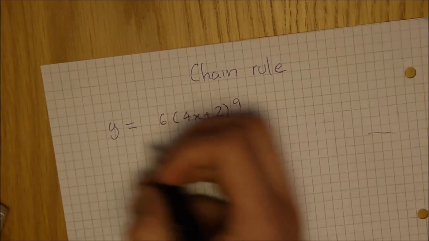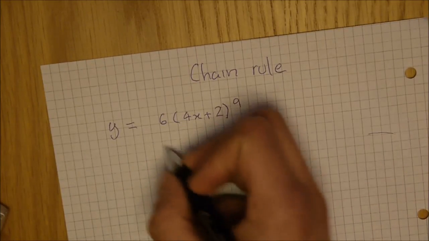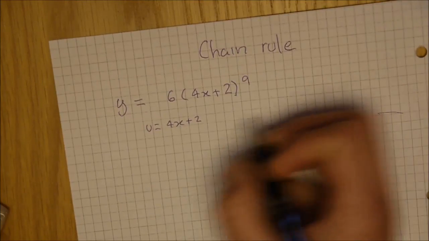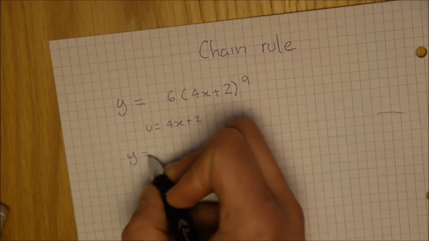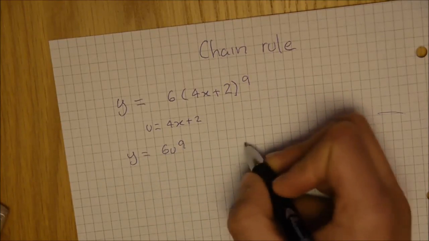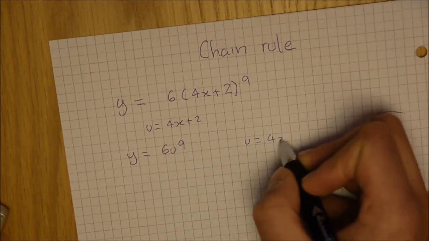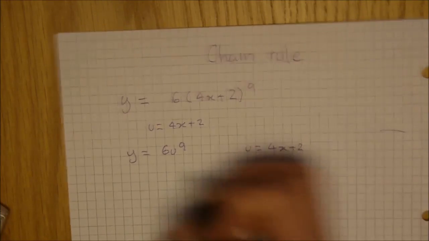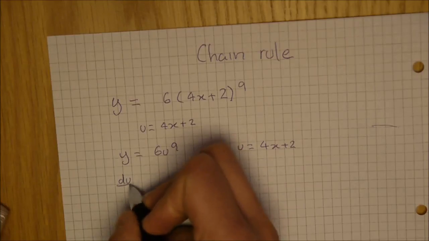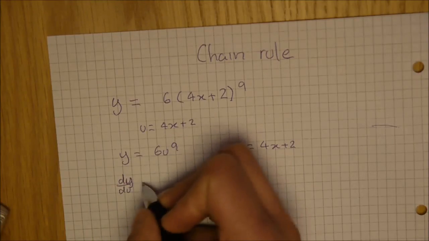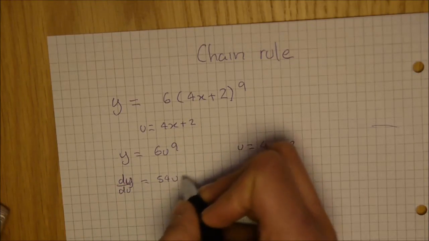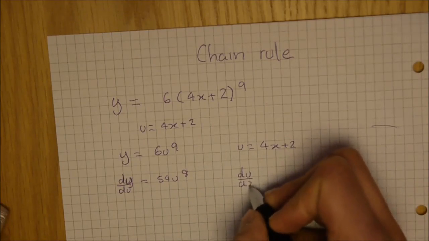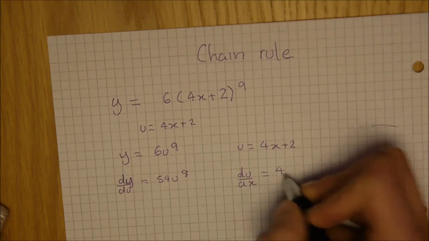we can differentiate it. We're going to make u equal to 4x plus 2, and thus we're going to write now as y equals 6u to the 9, u equals 4x plus 2. Then we're going to differentiate each term, so dy by du is going to be 54u to the 8, and du dx is going to be 4.